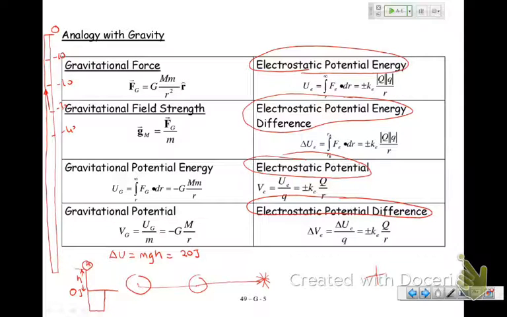I'm a little bit uncomfortable with that, but you know what? I'm going to recognize that sometimes I want the potential energy difference, and sometimes I want the potential energy at a point, and sometimes I'm going to want the potential difference, and sometimes I'm going to want the potential at a point. And so I have 6 equations. I have electrostatic force, electrostatic field, electrostatic potential energy, electrostatic potential energy difference and electrostatic potential difference. 6 equations. They all look somewhat similar, but they're not that hard.